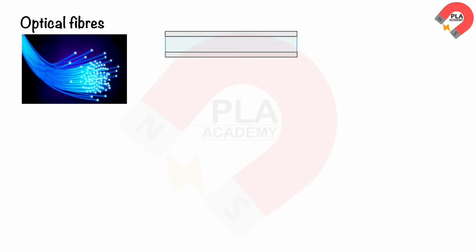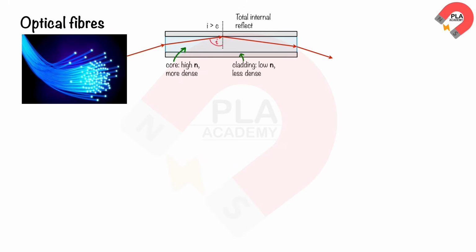Optical fibres. An optical fiber is a thin glass cylindrical core coated with a transparent material of lower refractive index, called cladding. The cladding has a lower refractive index than the core, so it is less dense. This means that total internal reflection will occur for all rays of light that strike the boundary between the core and cladding at an angle greater than the critical angle.